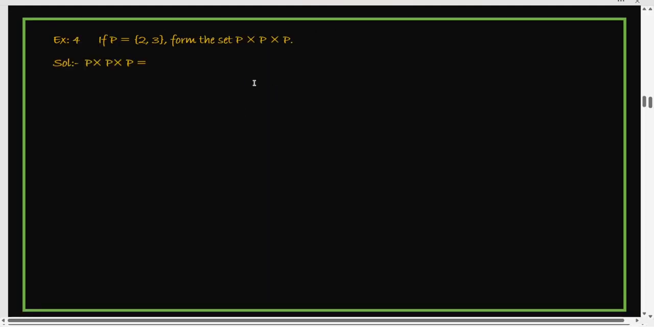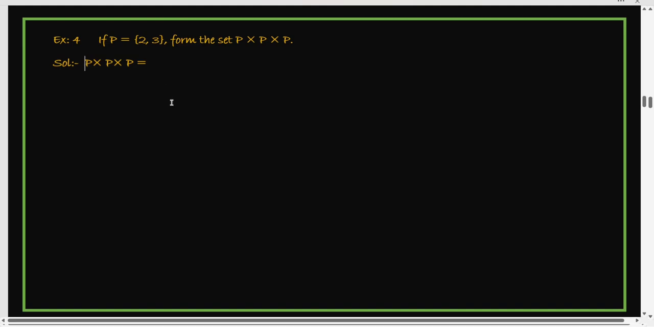Next, we see a three-set triple product. This means P into P into P. P is a set of 2 elements, {2, 3}. Now the Cartesian product of three sets means the product of P and P and P.